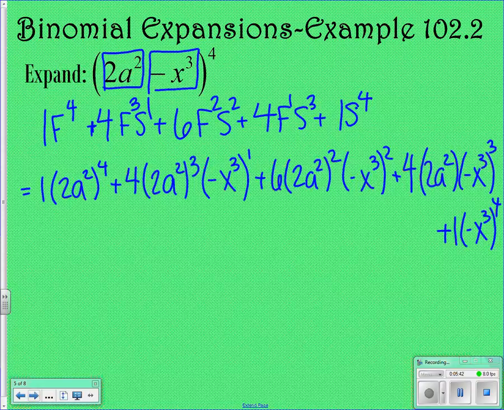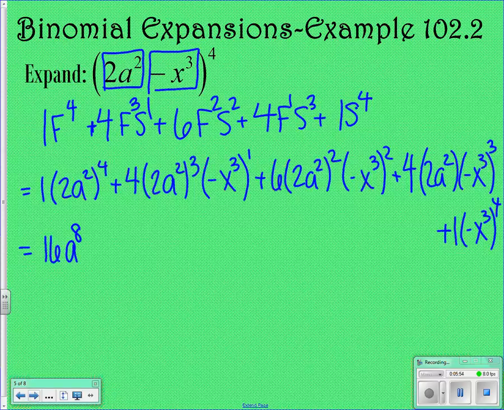Okay, and so now we need to simplify these. So this one, we don't really need it because we're multiplying by something else, so it doesn't change it. We have 2 to the 4th, which would be 16, and then a to the 8th. Then we have 4 times 2 cubed, which is 8, and then we have a negative 1 here to the first power. That's just a negative 1. So we really have 4 times 8 times negative 1, negative 32, a to the 6th, and then x to the 3rd.